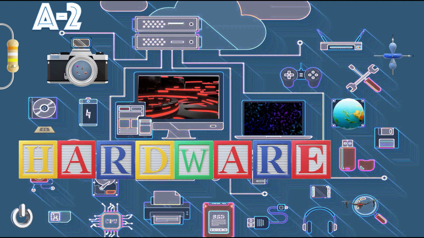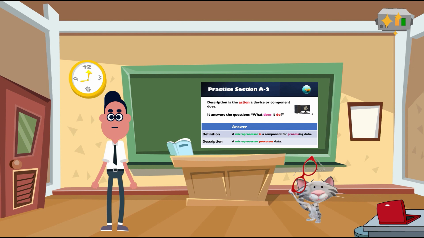And here we are with the practice. We get to practice now. So practice section A2, which is again in the handout. Description is the action a device or command does. It answers the question, what does it do? So here we've given you definitions. A microprocessor is a component for processing data. What does it do? It processes data. So you notice how you combine the definition to make the description of the action.